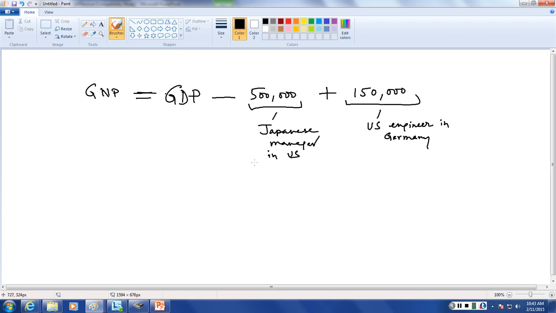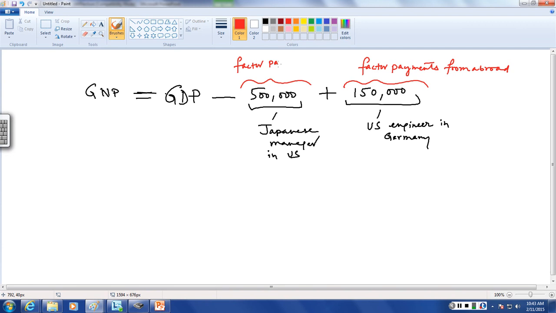And now we have a term for these things. This money here, or sums like it, is called factor payments from abroad. Because this is money that American resources are earning abroad. So you think of this as factor payments from abroad. The 500,000, on the other hand, is considered to be factor payments to abroad.